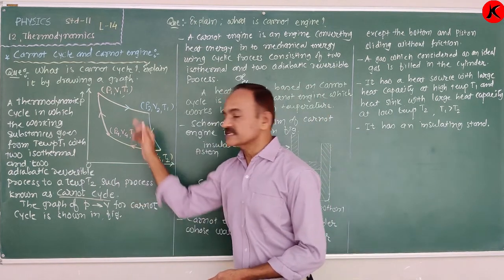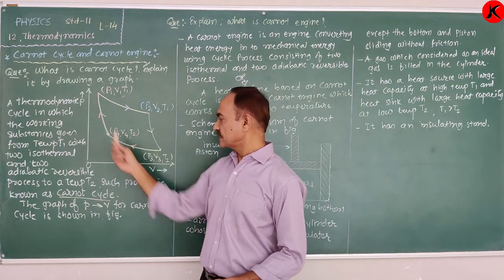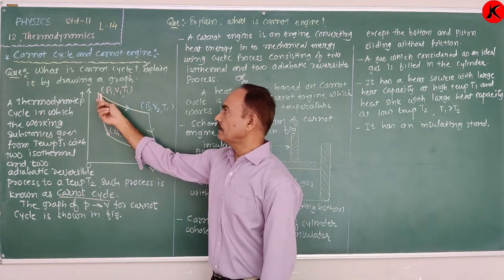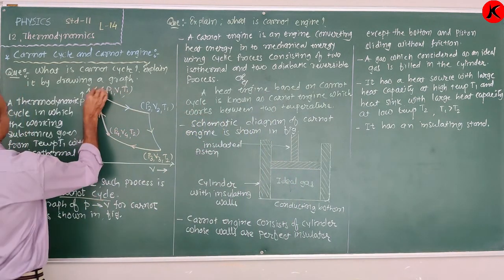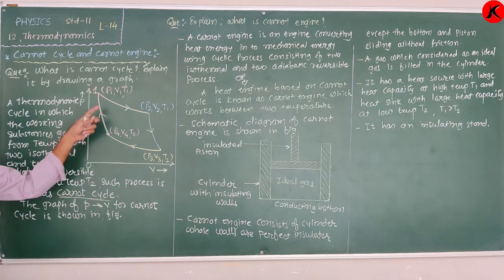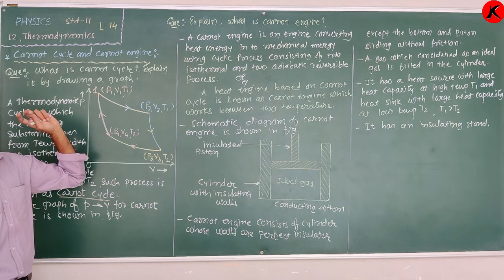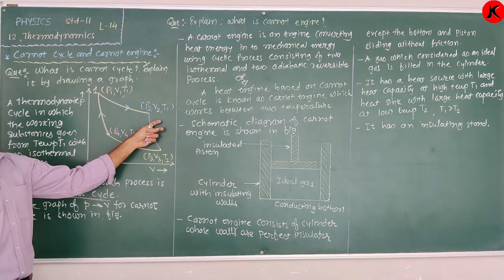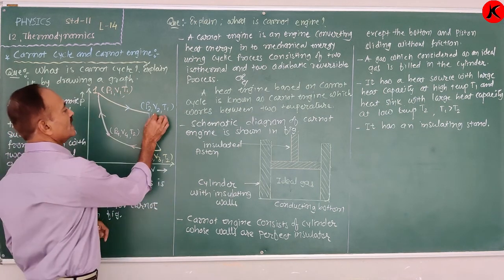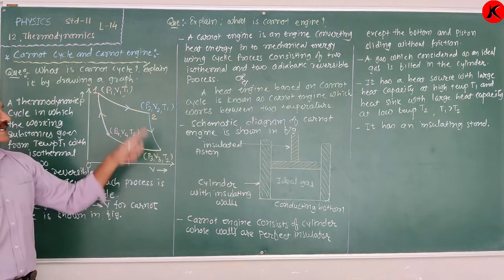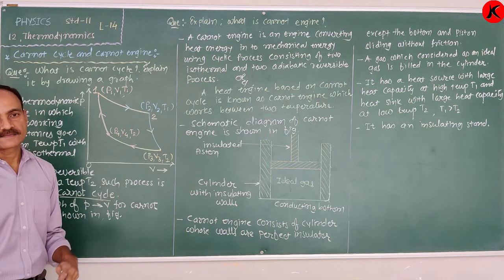The graph of pressure versus volume of the Carnot cycle is shown in the figure. Here is the graph of pressure versus volume. The initial state of the system is this. That is the first stage. In this stage, the pressure is P1, volume is V1, and temperature is T1. Now we bring the system, keeping the temperature constant, to the second state. Pressure is P2, volume is V2, and temperature is the same as the initial T1.